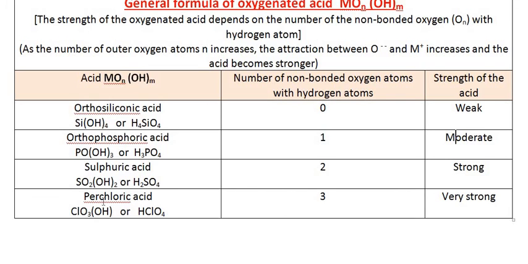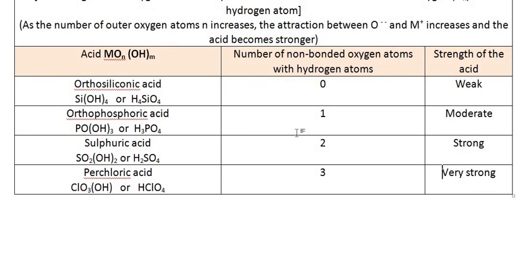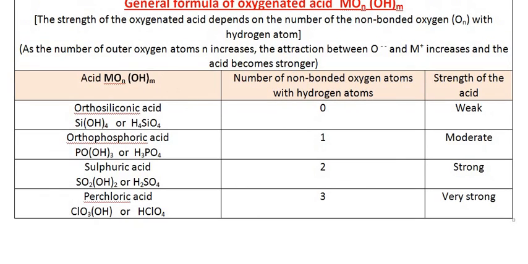Here, perchloric acid, HClO4, in which we can write one hydrogen linked with one oxygen here, but three oxygen atoms are not linked to hydrogen. So this is the strongest acid, and now we arrive at the end of our lesson. Thank you.